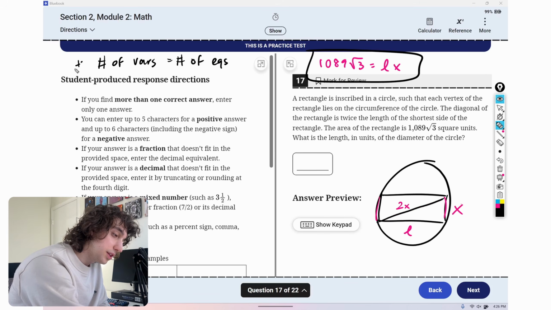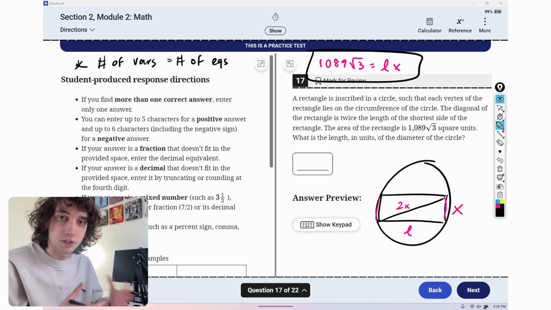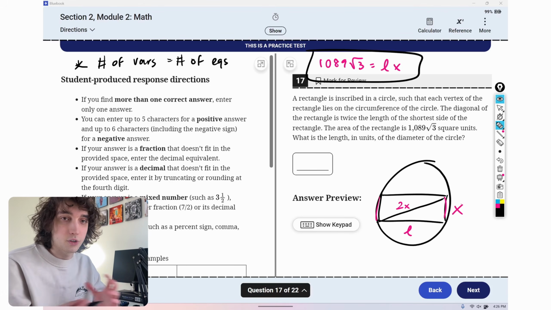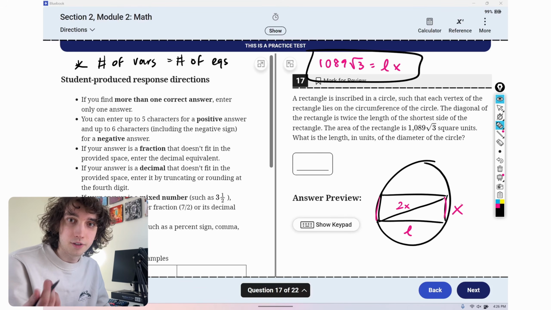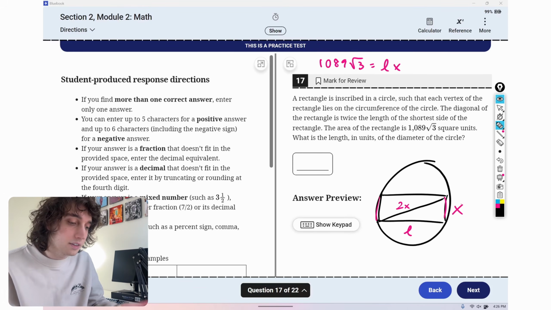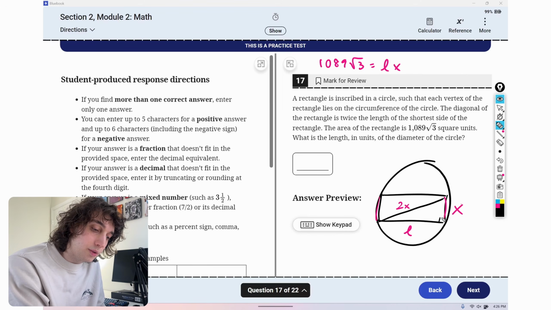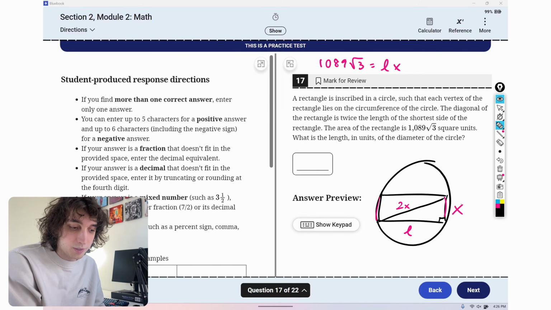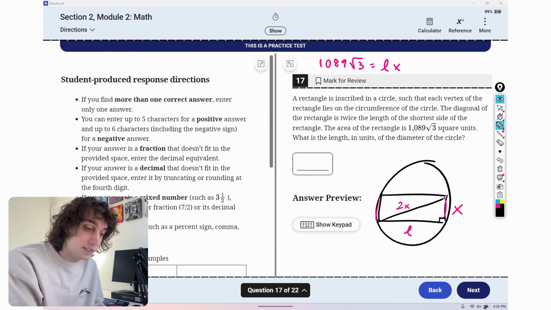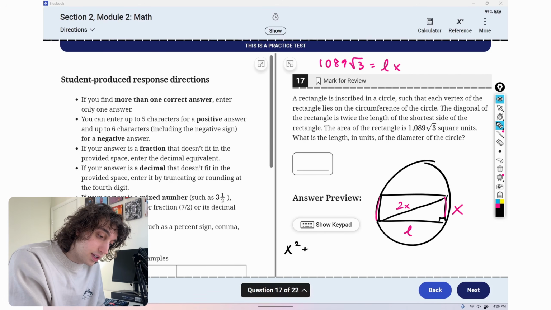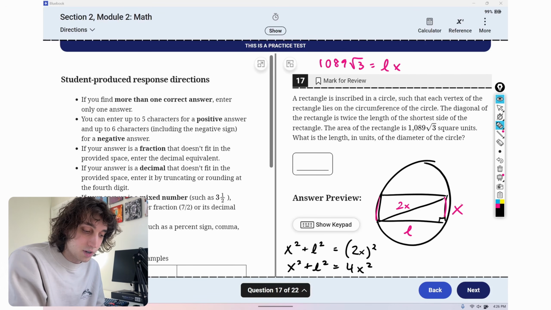A good way of thinking about this is that the number of variables that you can solve for has to be equal to the number of equations you have. So if we're trying to solve for 2 variables, you need 2 equations in order to solve for them. So we need a second equation, and what should hopefully come to mind is the Pythagorean theorem, because we have a right triangle and we know all 3 sides of the right triangle, and the Pythagorean theorem is just a way of comparing these 3 sides. So we know that x squared plus L squared equals (2x) squared. This means x squared plus L squared equals 4x squared.